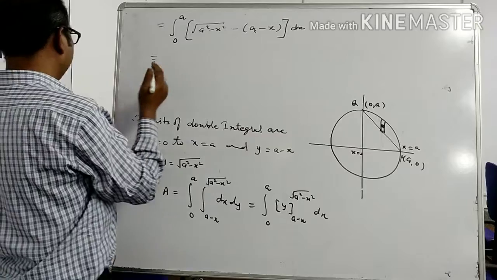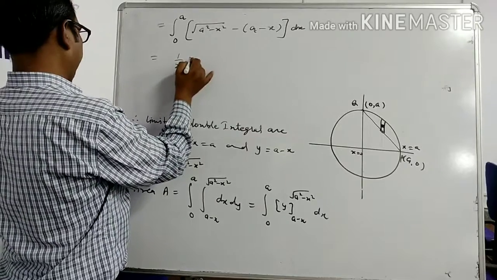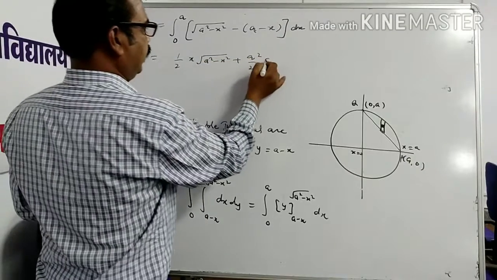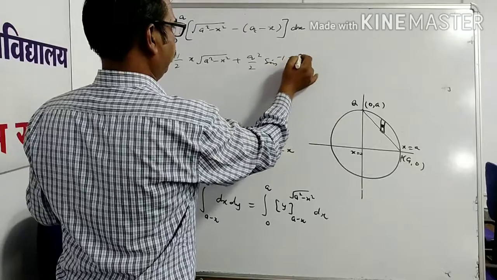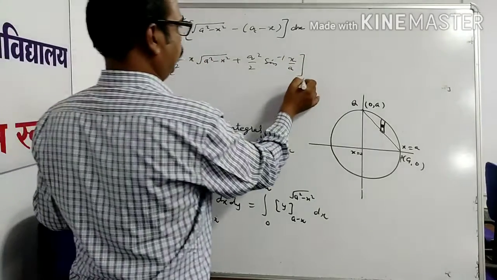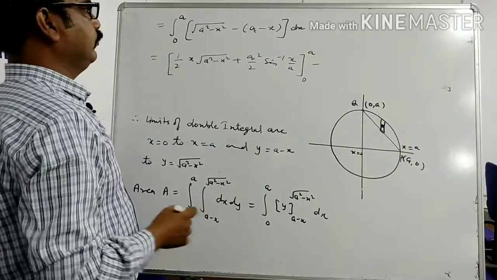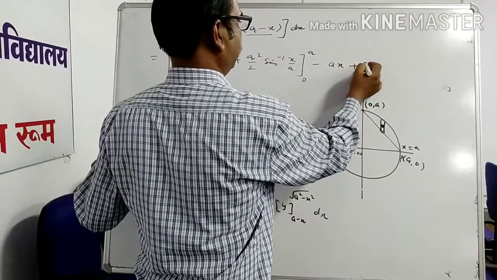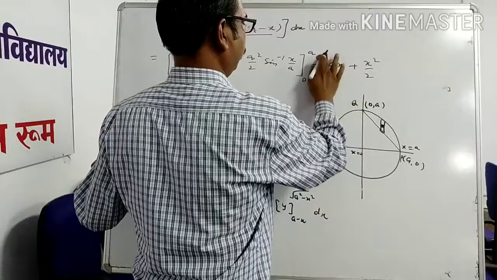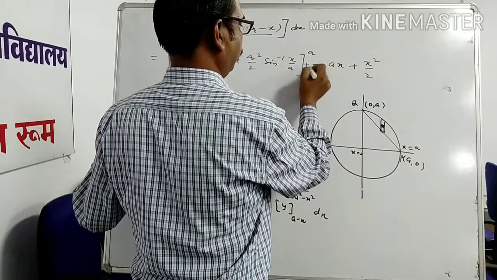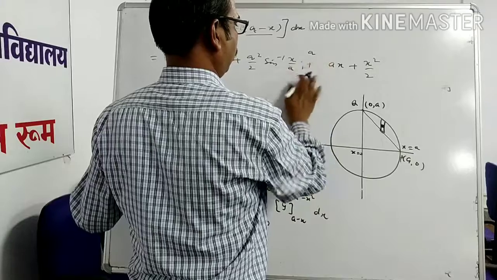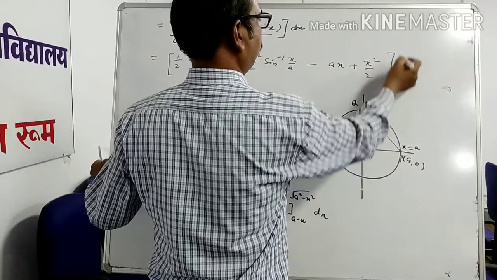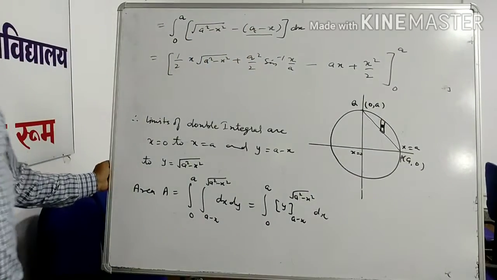So the integration of this is 1 upon 2 x under root of a square minus x square plus a square by 2 sine inverse x upon a, from 0 to a, minus the integration of this, which is minus ax plus x square by 2. This whole limit is the same, 0 to a. Now we will substitute the limit.